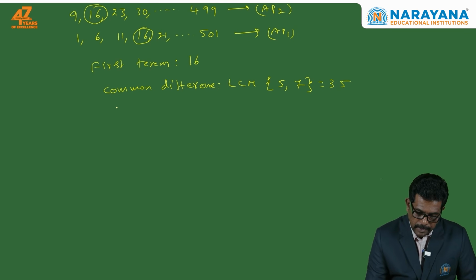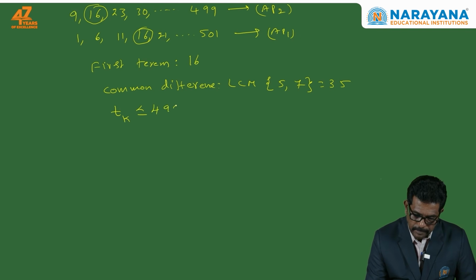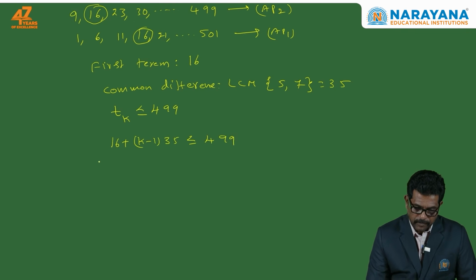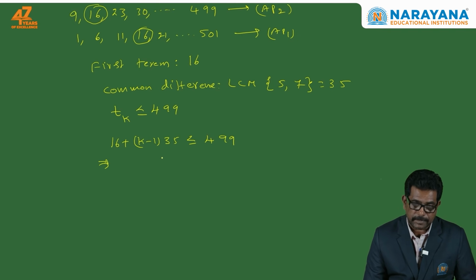Now, the kth term should be less than or equal to the least of the last terms in the two APs, that is 499. For Tk, we have the formula: first term 16 plus (k minus 1) into d, that is 35, is less than or equal to 499. From this, we are going to calculate the k value, how many terms it has.